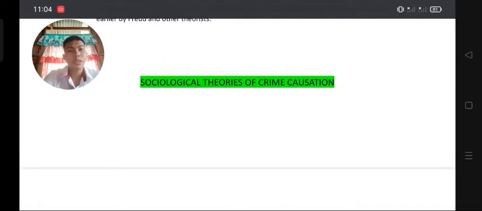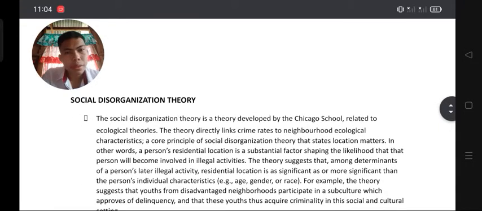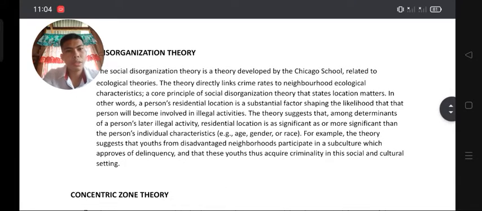The third topic is sociological theories of crime causation. First is social disorganization theory. Social disorganization theory is a theory developed by the Chicago School related to the ecological theories. The theory directly links crime rates to neighborhood ecological characteristics. A core principle of social disorganization theory states that location matters.